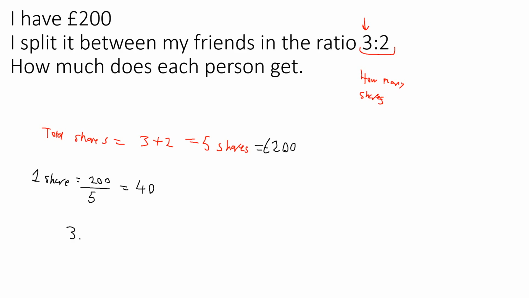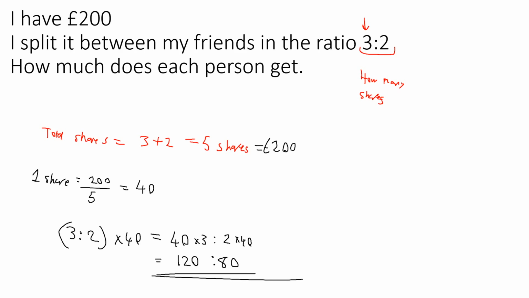So 3:2 times 40 is equal to, what's 40 times 3? 40 times 3 is 120. And what's 2 times 40? 2 times 40 is 80. And so that is how much each person gets.